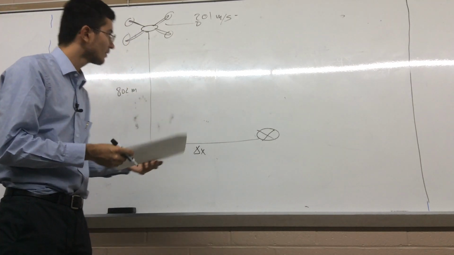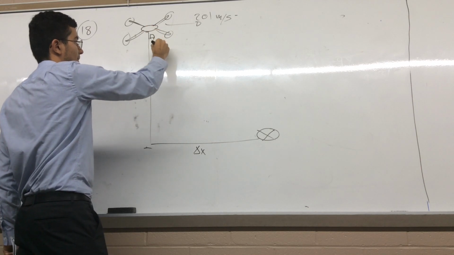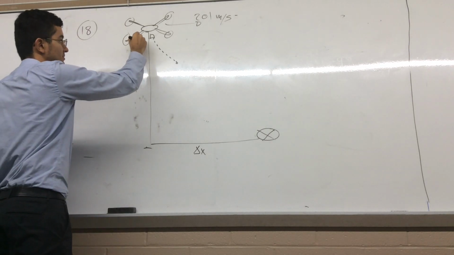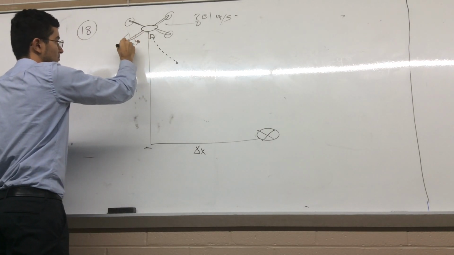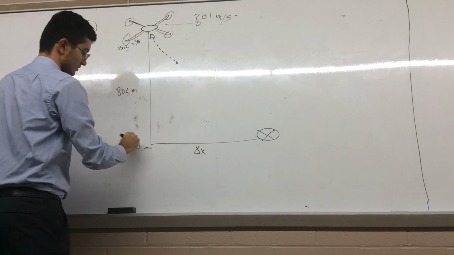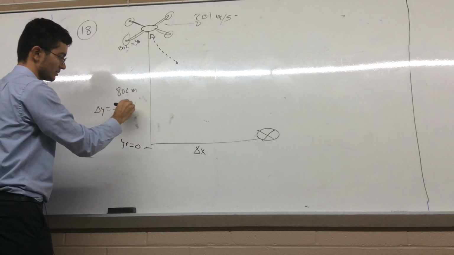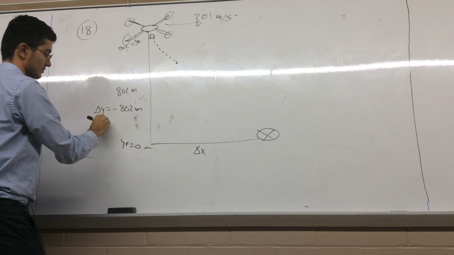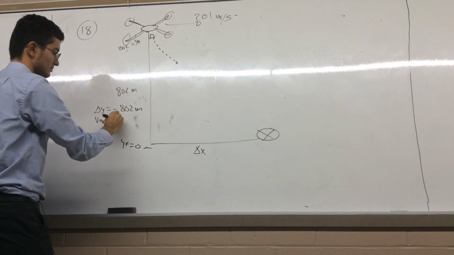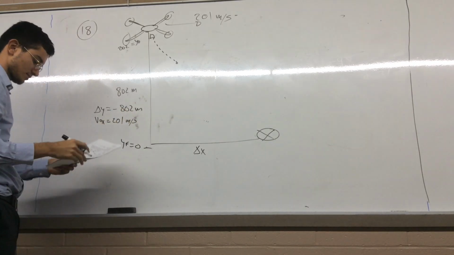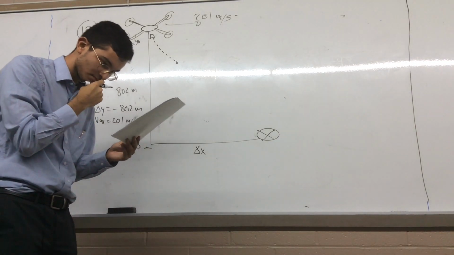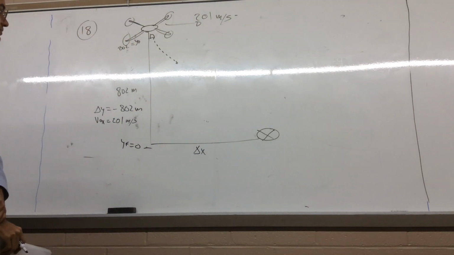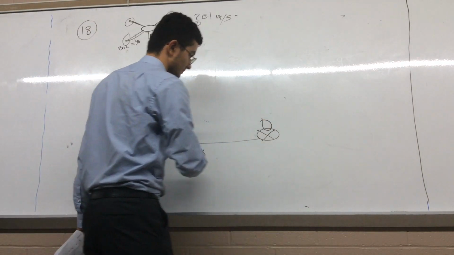All right, so he's going to drop a package at this point, and we want to find delta x. We have delta y. Remember, if this is y0, which is 802, and y final is 0, then delta y is negative 802 meters. Now v0x, the initial x velocity, is 201 meters per second. And we're asked to find at what horizontal distance, so we're going to find delta x, so that the package lands on this target.